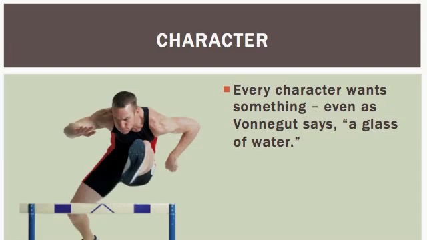Let's move on to talking about character. Every character in your story should want something. Even, as Kurt Vonnegut says, a glass of water. We are going to be quoting Vonnegut quite a bit in this particular video because he has so many great insights to offer us. I want you to, right now, in your Google Doc, let us know what every single one of your characters wants. If you only have one character, this shouldn't be too challenging.